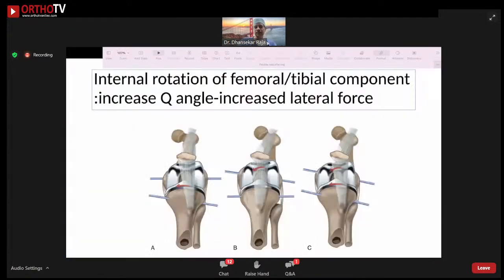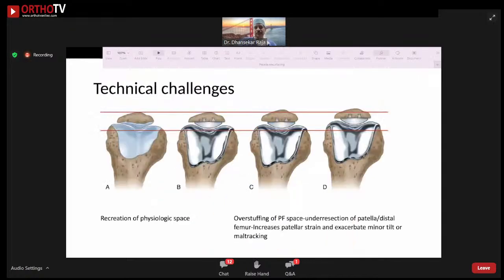It's very important to restore the tibial and femoral component rotation to the normal position, because if you internally rotate the tibial component or externally rotate the femoral component, the Q angle increases. The normal Q angle is around 8 to 12 degrees. If you increase the Q angle, the chance of patellar subluxation is high and the patellofemoral wear rate is higher. So again, you should not reduce the thickness of the patella. You should restore whatever the preoperative thickness is.